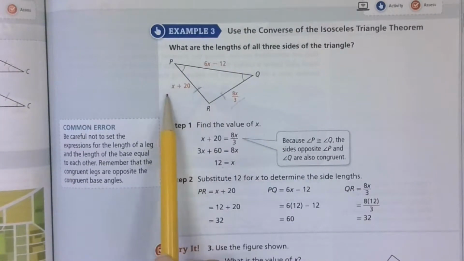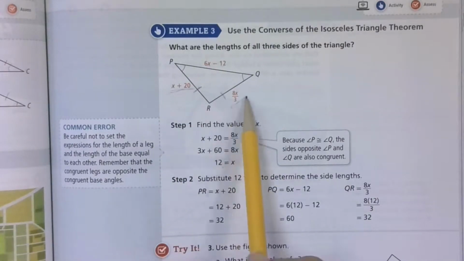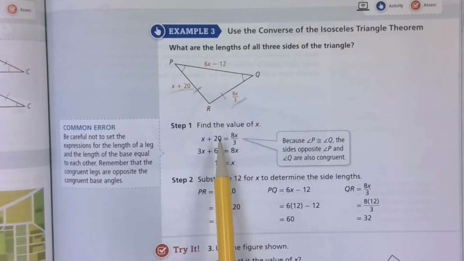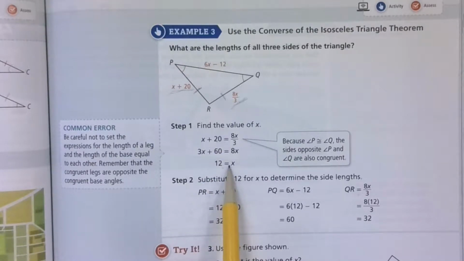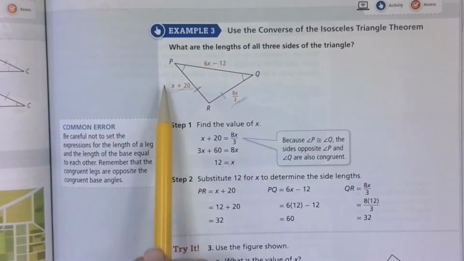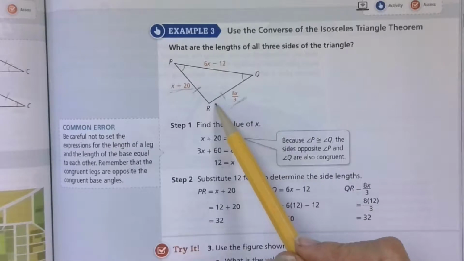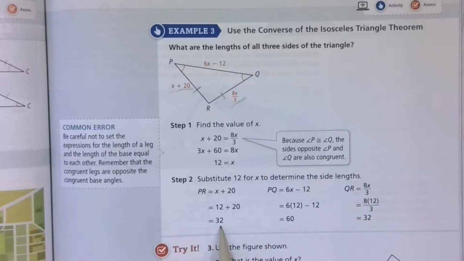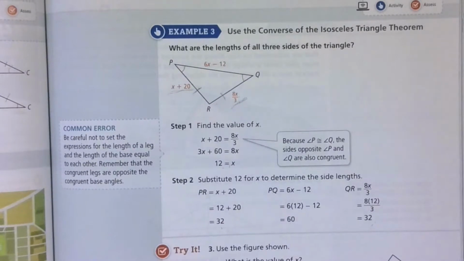This side, x plus 20, is equal to this side, 8x over 3. I set that up. I solve that and get 12, and then I plug in 12 for each of my values. PR here is congruent to RQ, so I would expect their measures to be the same. Work out the math and check yourself, and then PQ has a different length.